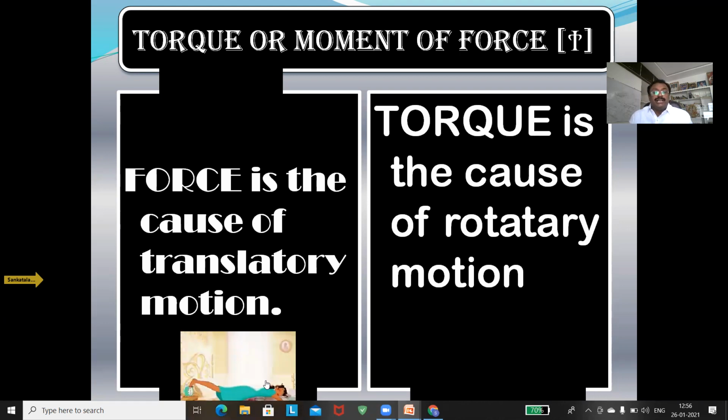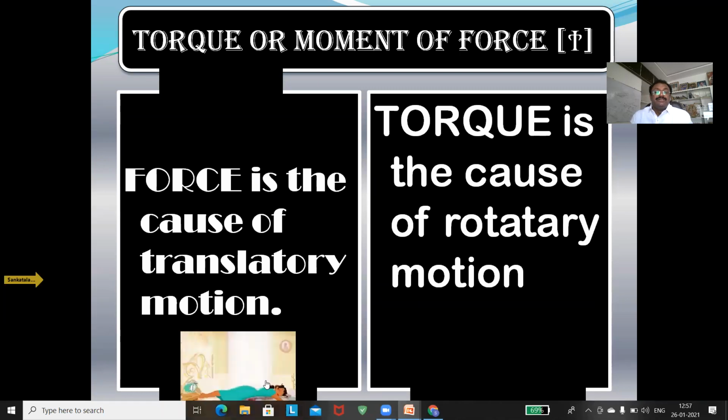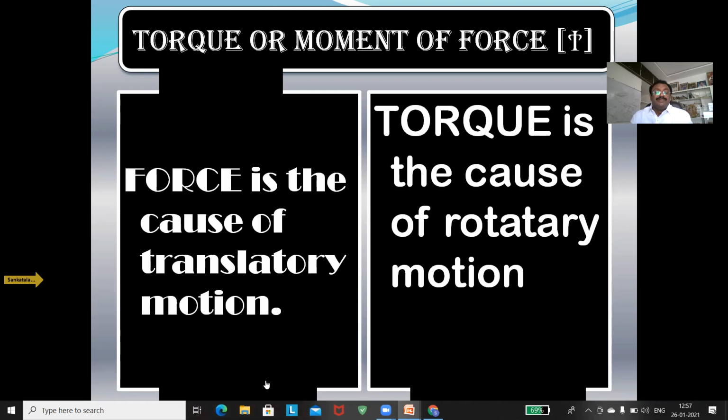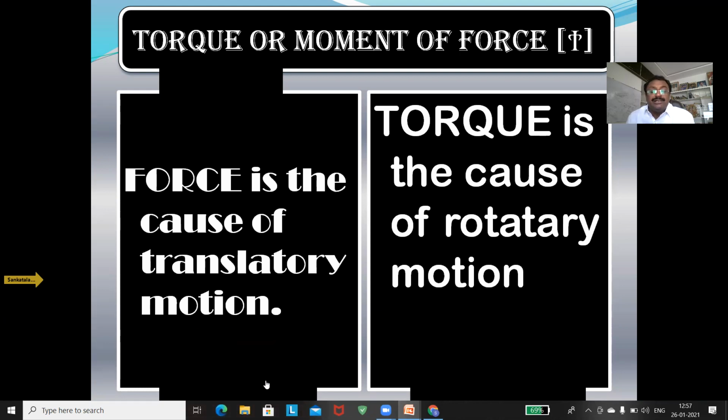Now this figure is most related to you. So you people are having more inertia. You are not interested to rise early hours. So she stops. She's applying force to stop the alarm clock.